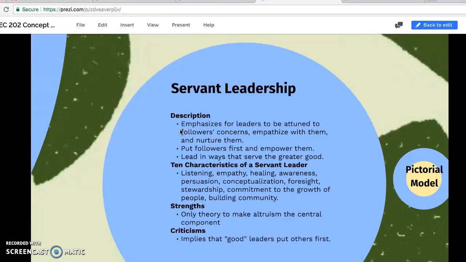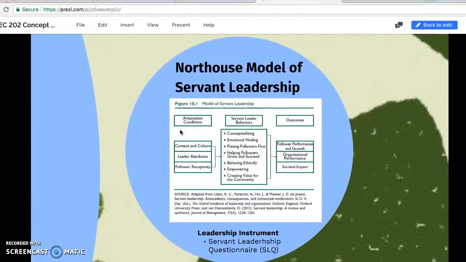Servant leadership emphasizes for leaders to be attuned to followers' concerns, empathize with them, and nurture them. It puts followers first, and it says to lead in ways that serve the greater good. This is the pictorial model of servant leadership, including antecedent conditions, servant leader behaviors, and outcomes.